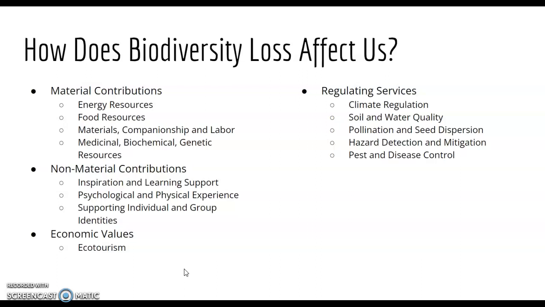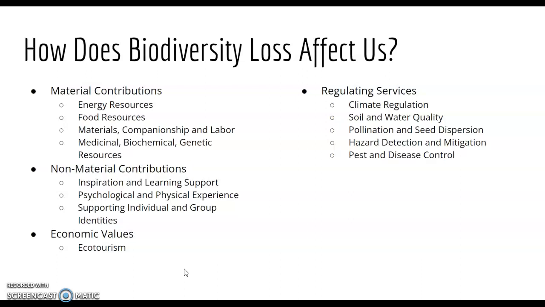So, for example, a lot of music is inspired by plants and animals. Psychologically, the environment is very good for us and our brain. And lastly, supporting individual and group identities. So a lot of people's religions and cultural values have to do with the environment. And lastly, our ecosystem does play a very big role in our economic system. It makes a lot of money for us, so it's very important that we prevent biodiversity loss.